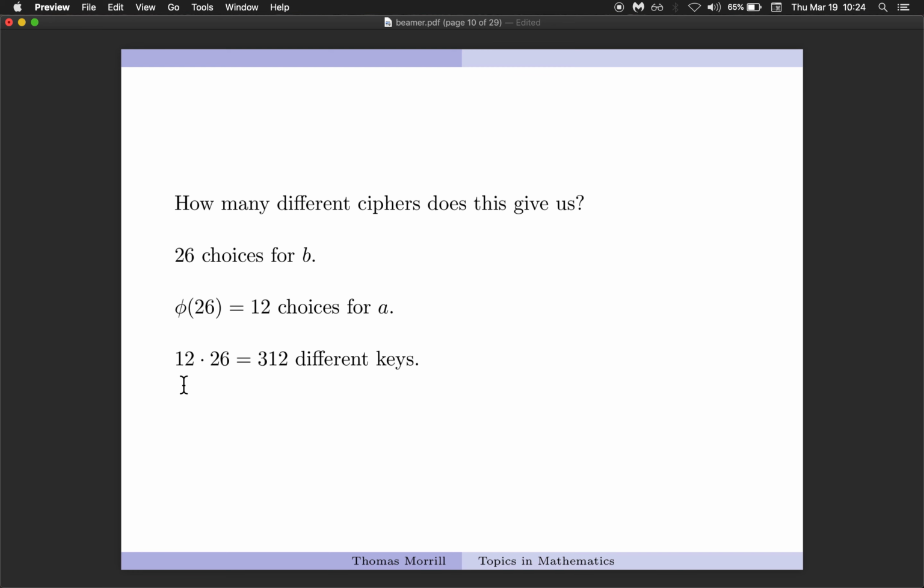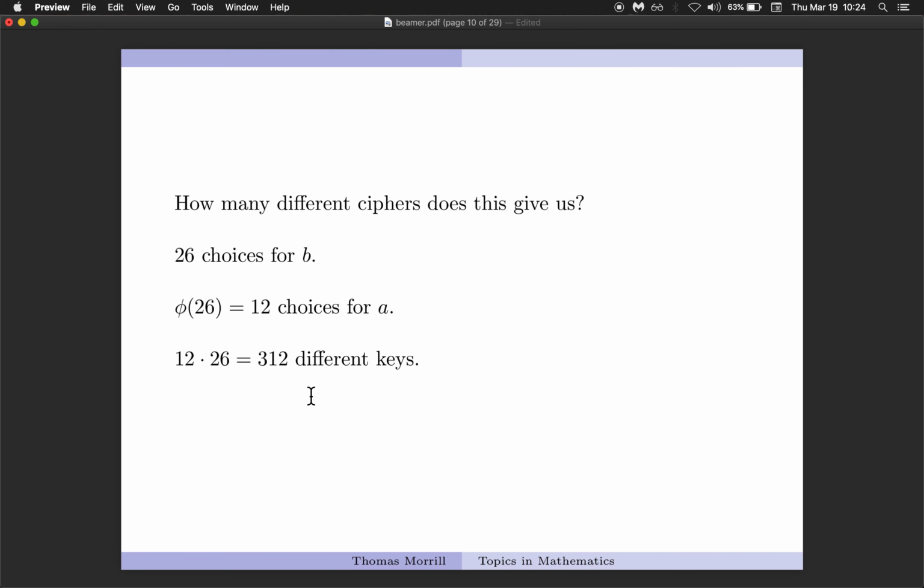So with 12 choices for A and 26 choices for B, there will be 312 different keys I can have for the affine shift cipher, at least the affine shift cipher on individual letters. So that's more than the Caesar cipher, but still not so many that we can stop a brute force attack. So what do I mean by that?